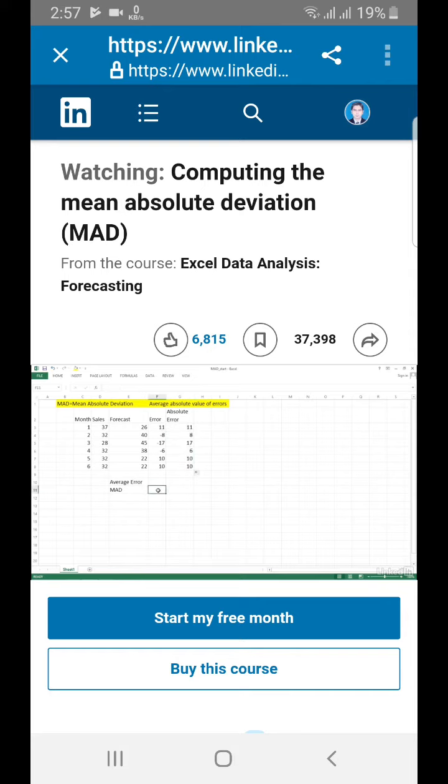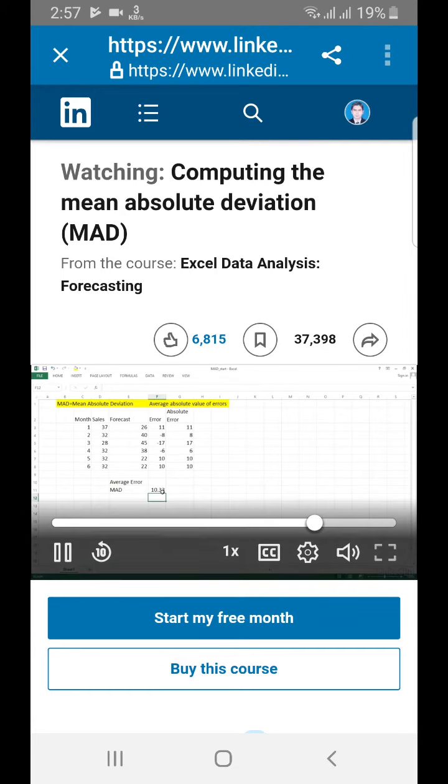Now to get the MAD, I simply average those absolute errors in column G, and I do that with the average function. So we're off by an average of 10 1/3 units per month in our forecast. Is that good or bad? Well, you have to decide. We're forecasting numbers that are around 30. If we're off by 10, that doesn't seem very good, and we'll make that more precise in the next video.